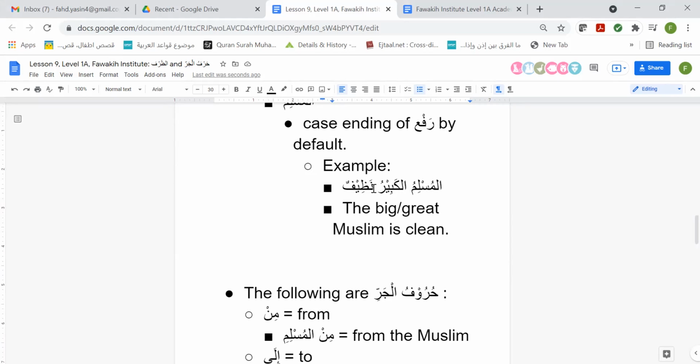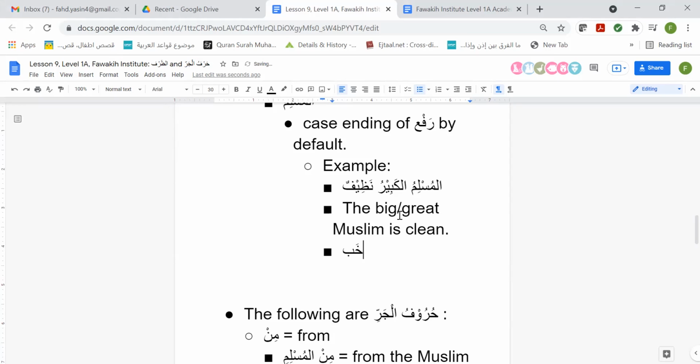But you see how then this word does not have alif lam. That's how you know that it's not going to be an adjectival phrase. And we know that this is a khabar because the khabar is indefinite, right? Khabar is indefinite. And it makes sense because now we know that this word is going to be khabar. It now explains the rest of it. So the big or great Muslim is clean, okay?